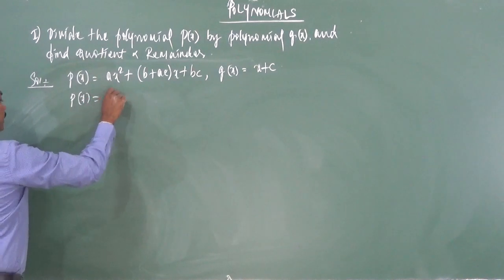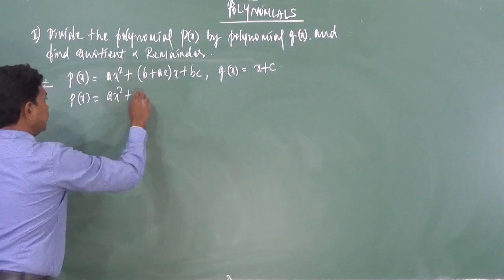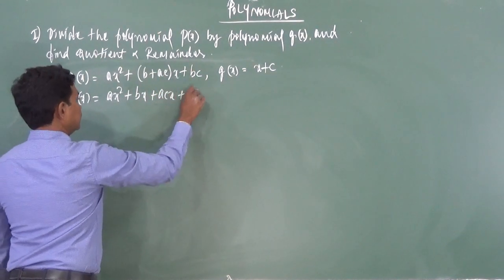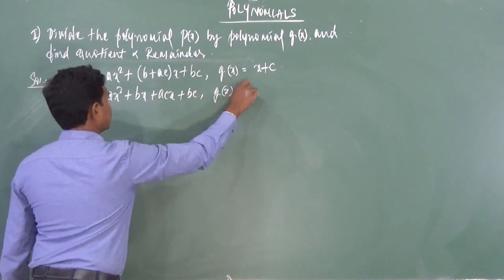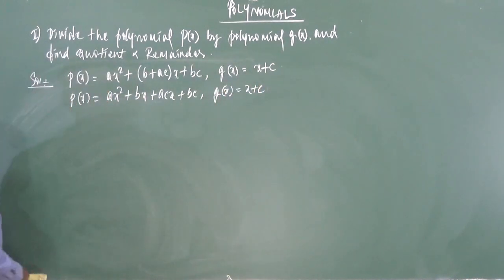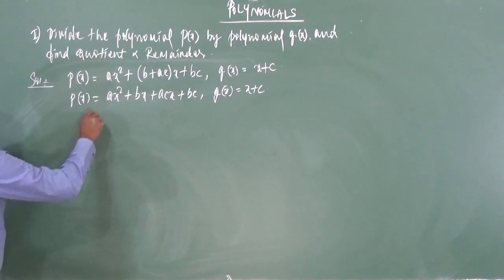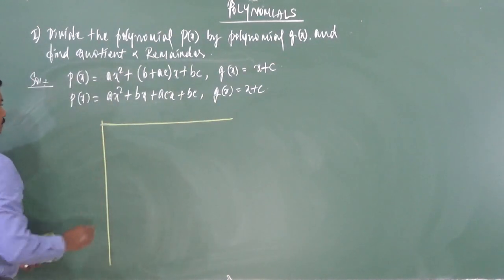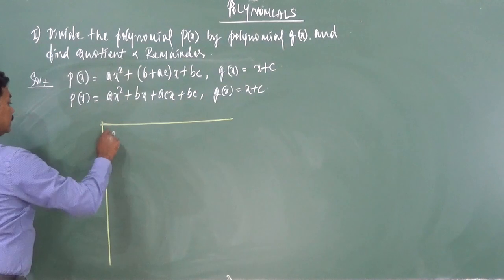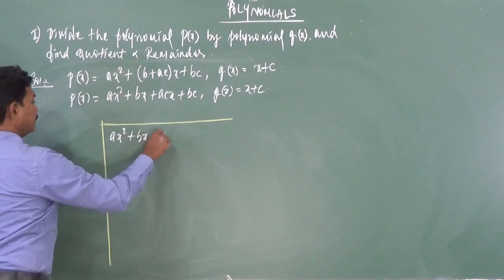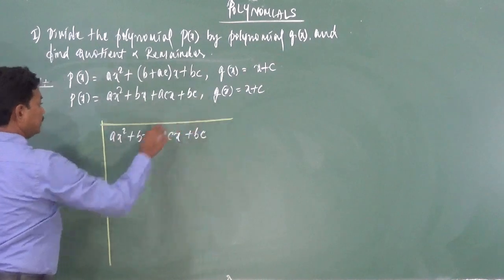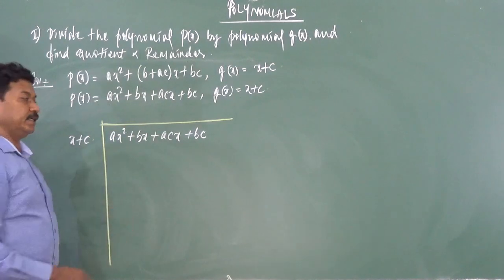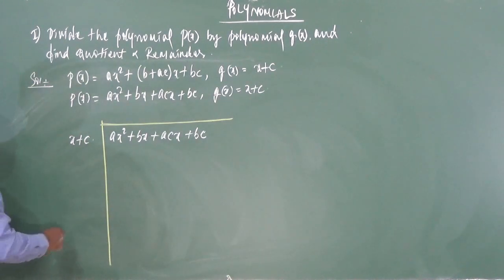P of x is equal to ax square plus x into b, bx, plus x into ac, that is acx, plus bc, and g of x is already in the standard form, that is x plus c. So let us divide p of x by g of x. So this is the division process we will start. So p of x I will write down now, that is ax square plus bx plus acx plus bc divided by x plus c. So this was a problem given in some 2006 CBSE examinations for 2 marks. So let us go with this.